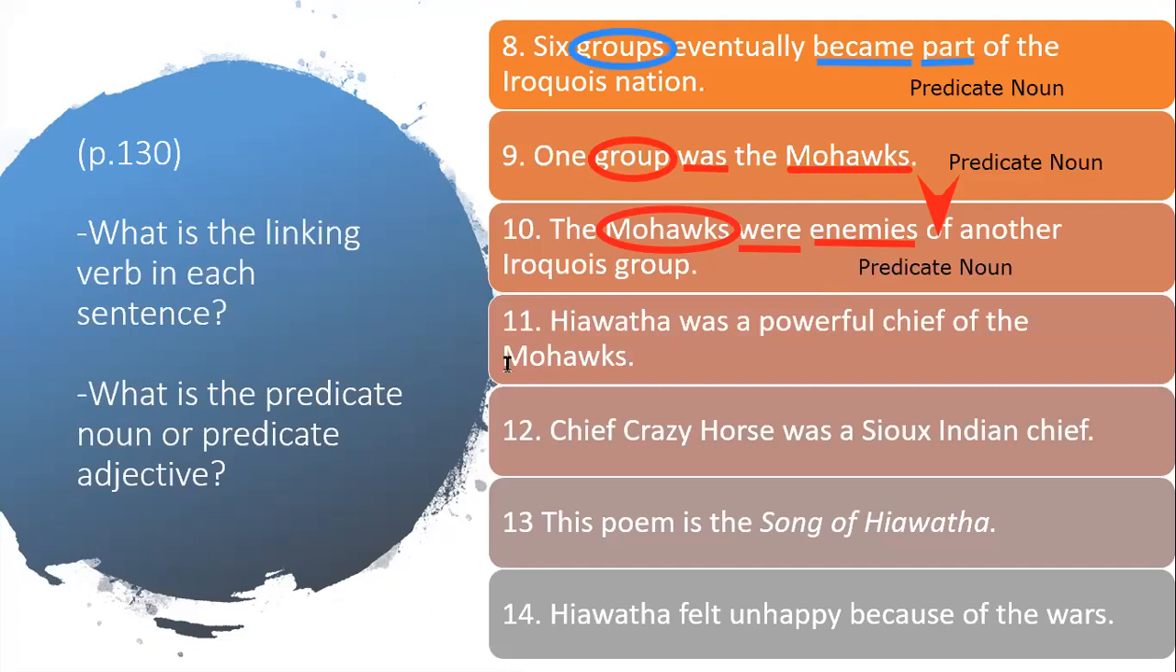Okay, so let's go to number 11. Number 11, okay, it's Hiawatha was a powerful chief of the Mohawks. Okay, this is pronounced Hiawatha. Write it in syllables, and this is Hiawatha. So Hiawatha was a powerful chief of the Mohawks.